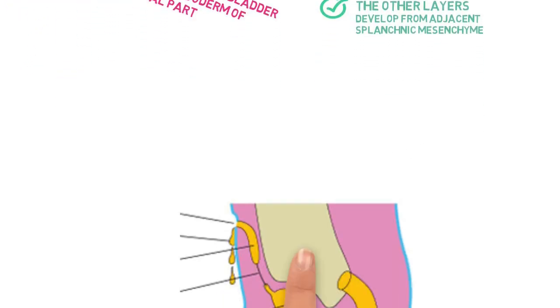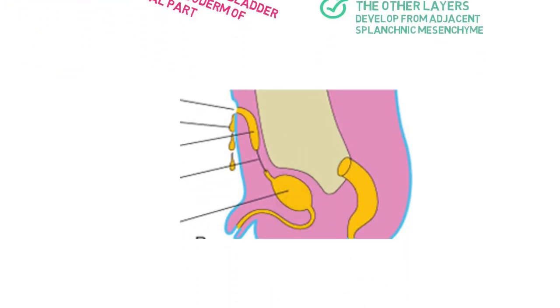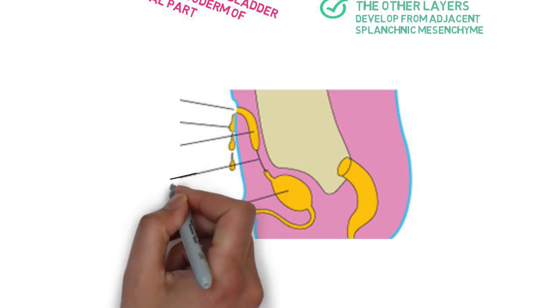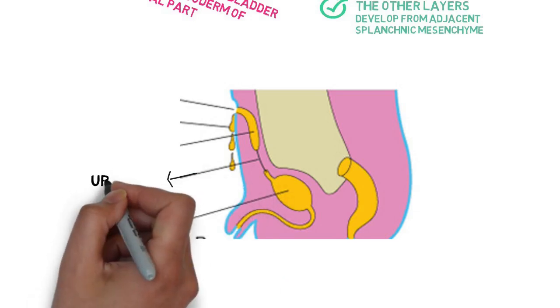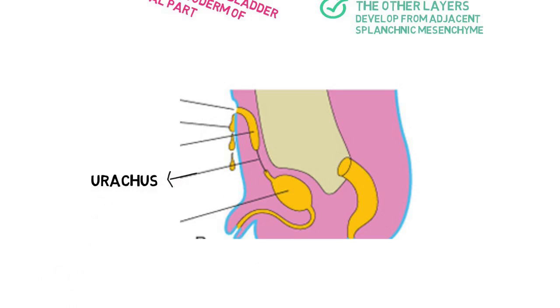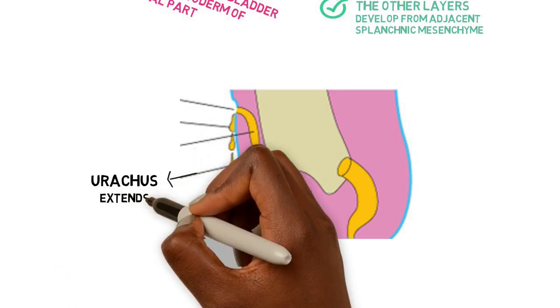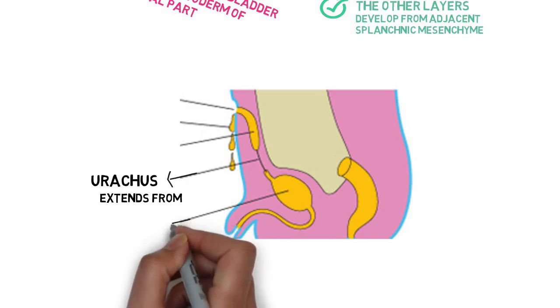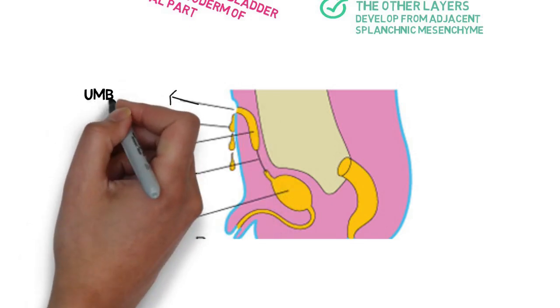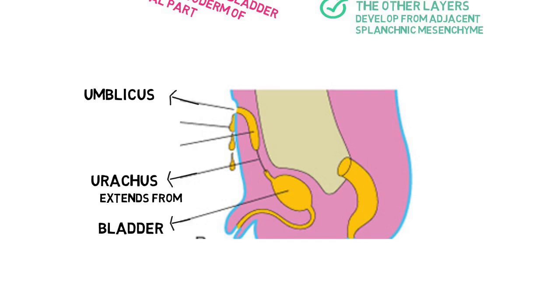Initially, the bladder is continuous with the allantois, which is a vestigial structure. The allantois soon constricts and becomes a thick fibrous cord, which is called the urachus. The urachus extends from the apex of the bladder to the umbilicus. In the adult, the urachus is represented by the median umbilical ligament.